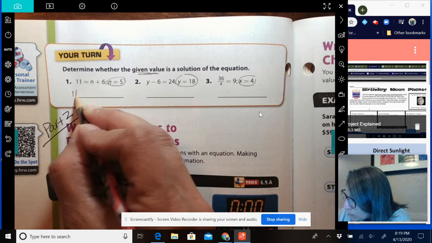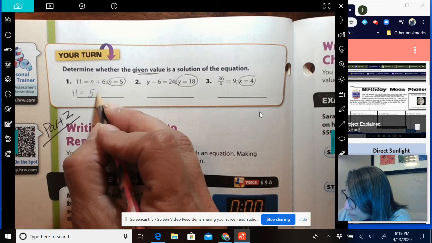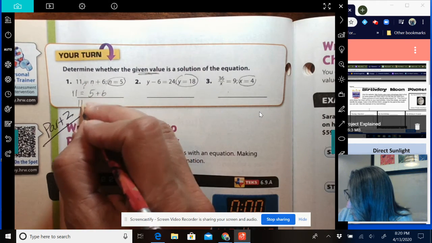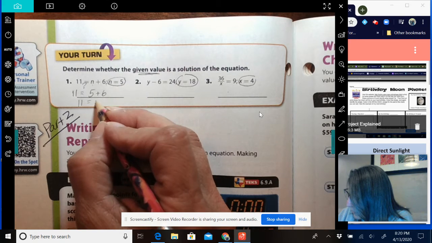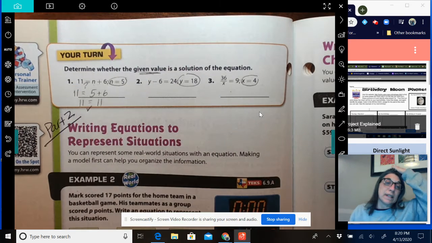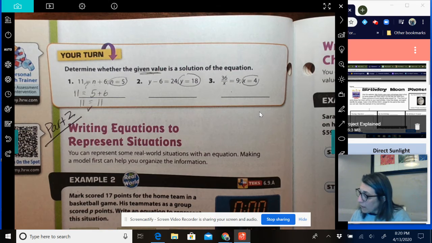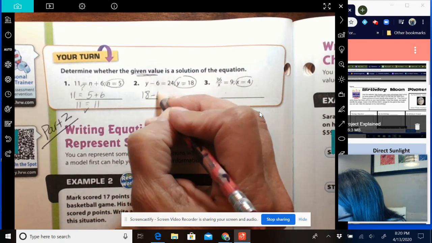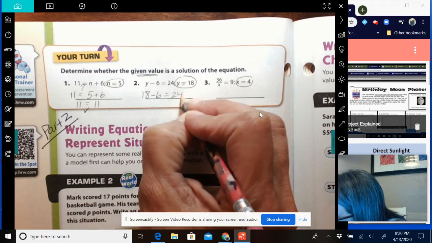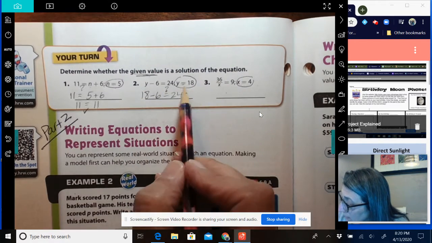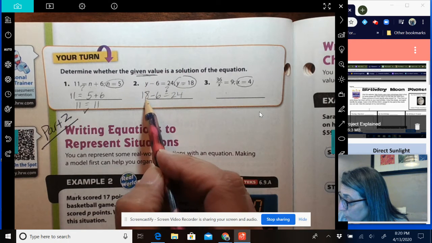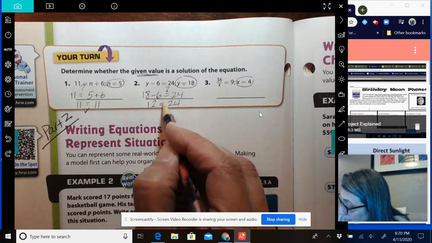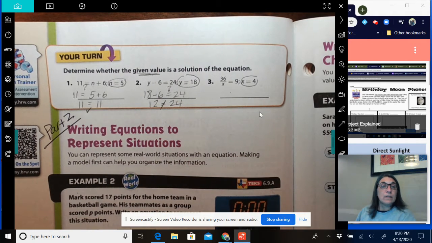So once I substituted it in here, then I have 5 plus 6, and the question mark was, is 5 a solution? And you would say yes, because I know 5 plus 6 is equal to 11. So that's pretty easy. Okay, the next one over here, I needed to substitute in 18 minus 6 equal 24. And so the question is, is 18 a solution for this? Well, no, because 18 minus 6 gives me 12. So that is not a solution. Okay, so that would be no.